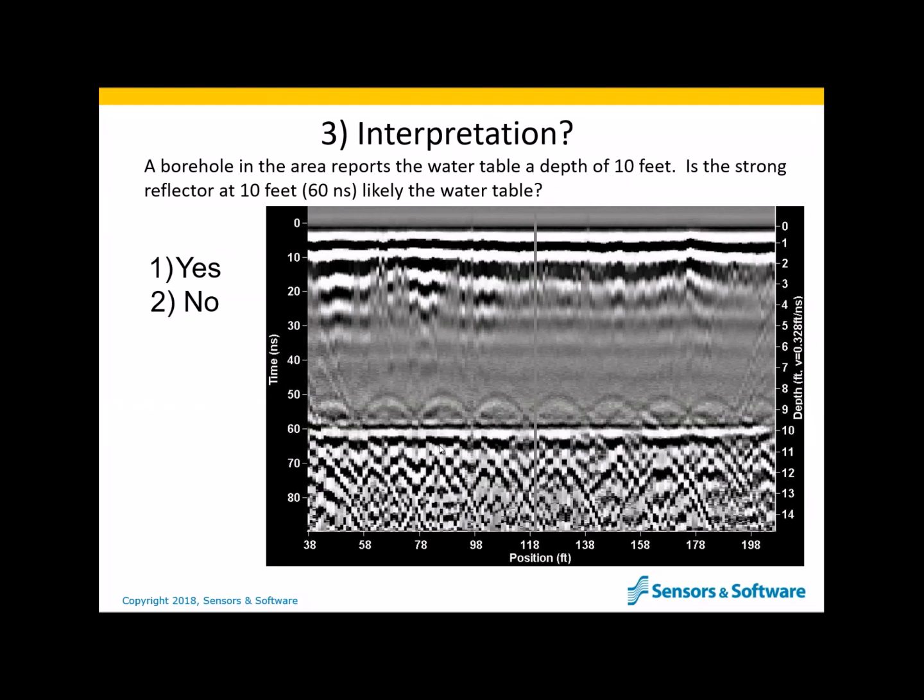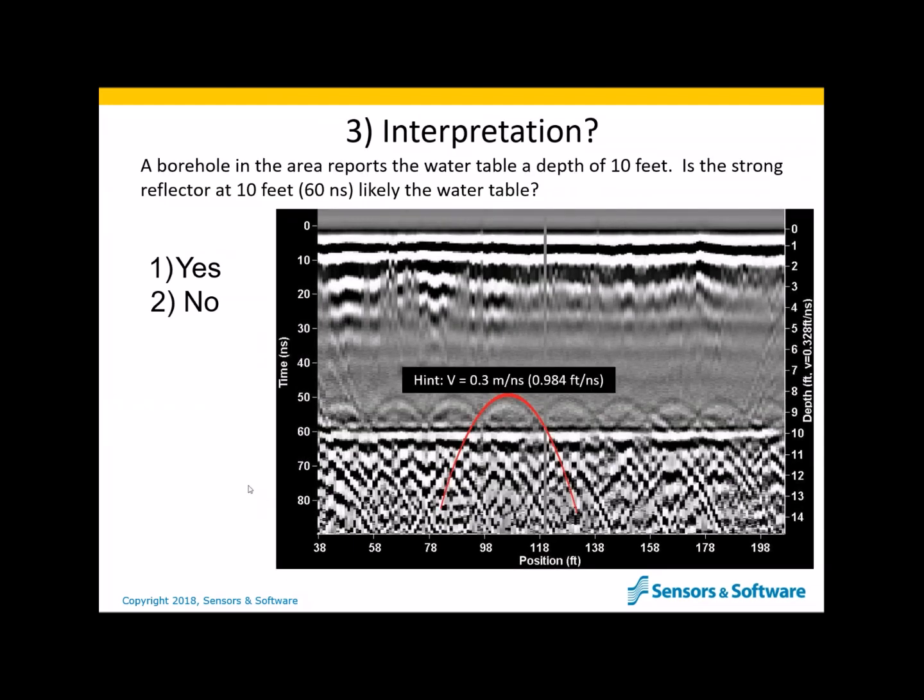I want to give you a hint. Have a look at this. So pretty even split, but this little hint here gives you an indication that something is not quite right. The shape of the hyperbolas that we see just above this flat-lying reflector that we think might be the water table is the speed of light. How does that work? Let me give you the strongest hint.